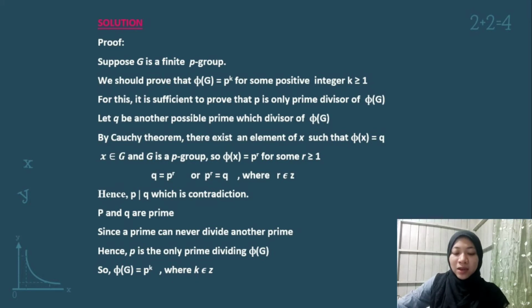So when we substitute pi x equal to q, we will get q equal to p to the power of r, or p to the power of r is equal to q, where r is an element of Z. So we get p divided by q, which is a contradiction, because p and q are prime. We know that a prime can never divide another prime. So we can prove that p is the only prime that can divide pi g. So pi g is equal to p to the power of k, where k is an element of Z.